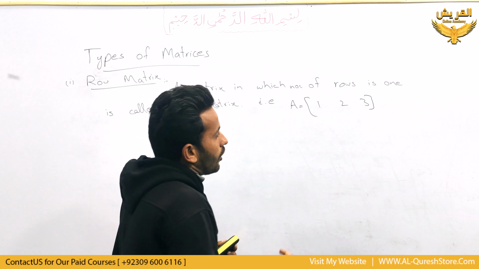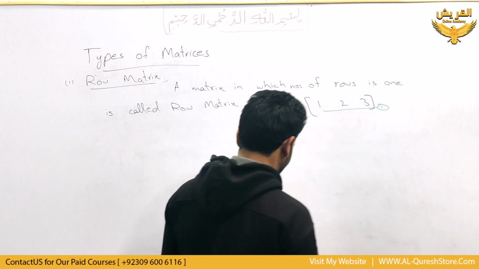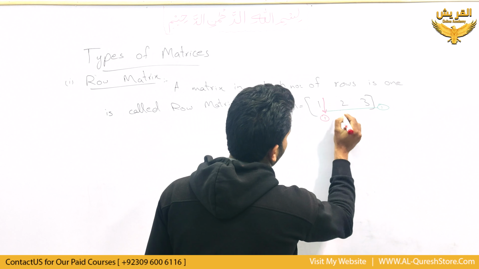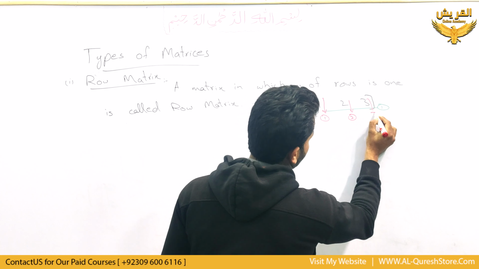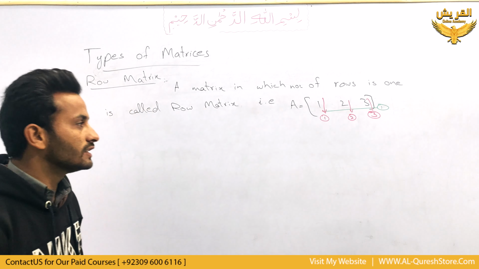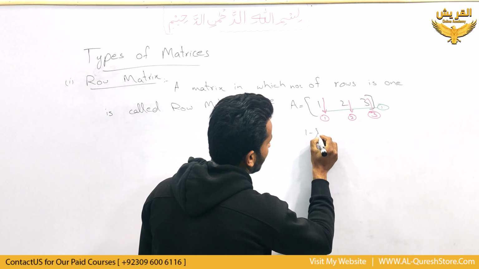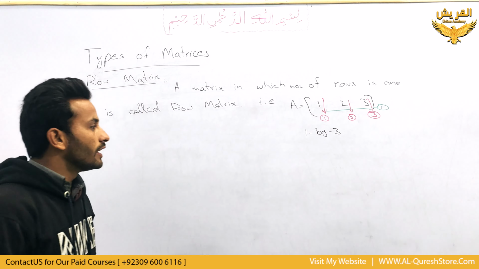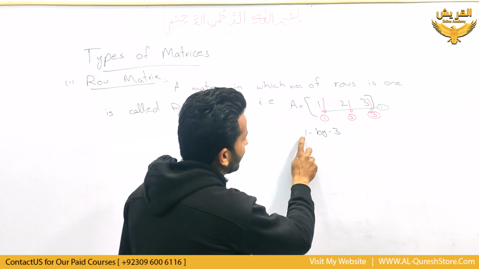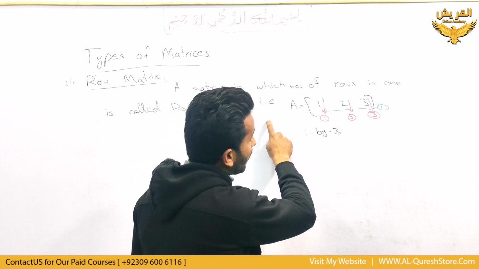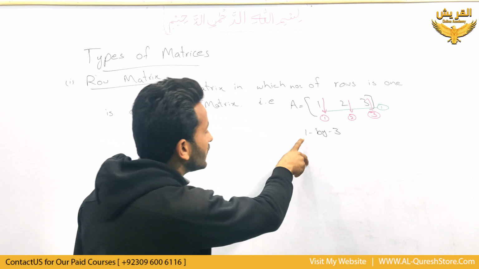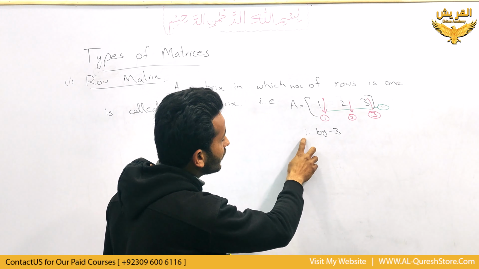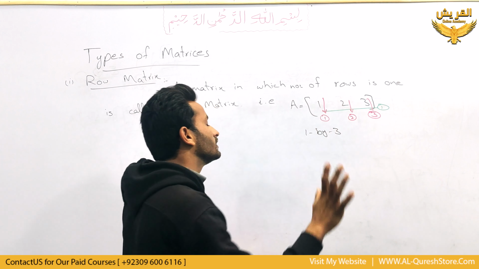See, it has only one row, but on the other side it has 3 columns: 1, 2, and 3. Order of this matrix is 1 by 3. You can say that a matrix in which the first number in the order is 1 is always a row matrix. The matrix in which number of rows is 1. First we write the number of rows, so when there is written 1, then the matrix is row matrix.